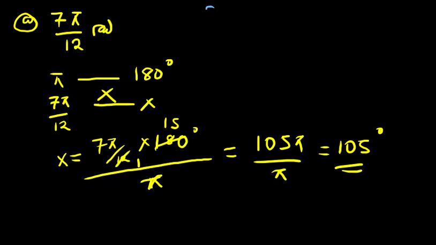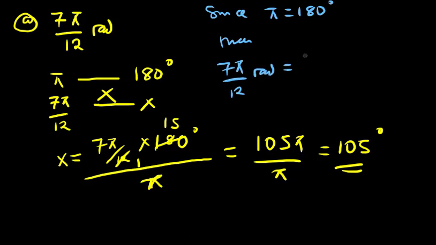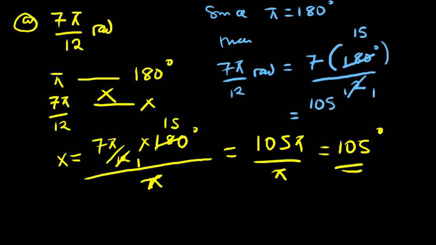So we can say since pi is equal to 180 degrees, then 7 pi over 12 rad is equal to 7, then where there is pi, we put 180 degrees like that. And then we say over 12. So when we divide, 12 there is 1. Then 12 into 180 is 15. Then this will equate to 105 degrees like that. So this one is simpler and it's faster, if you've noticed.